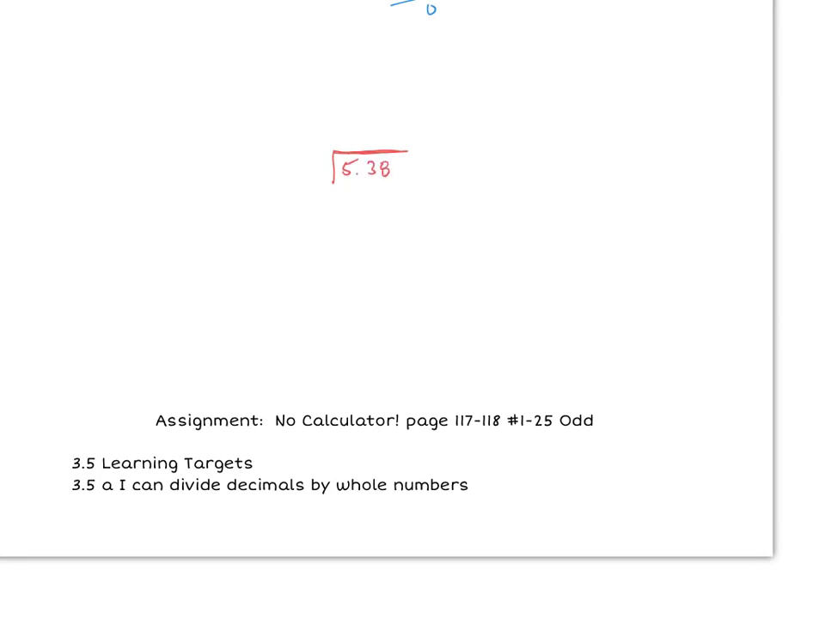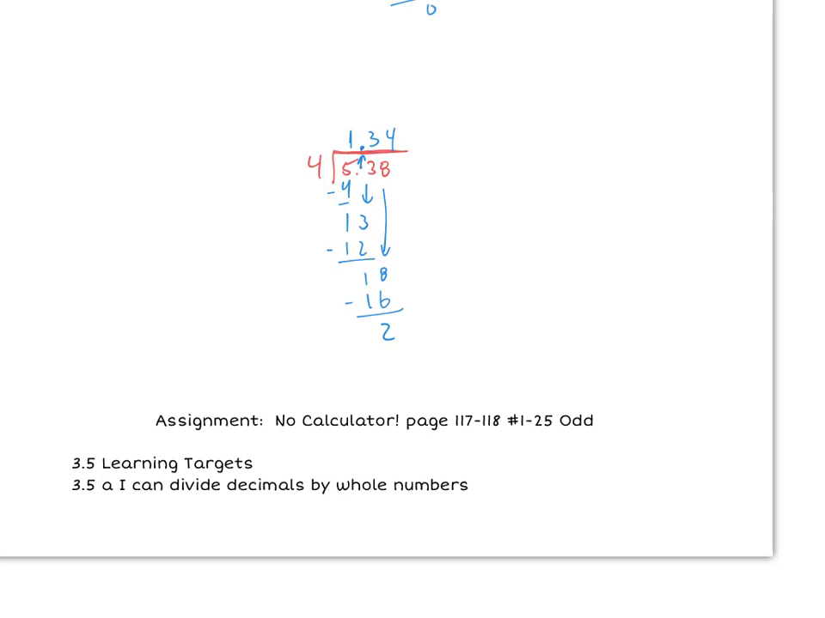5.38 divided by 4. Okay, let's do this one real quick. Does 4 fit into 5? One time. Bring down the 3. Does 4 fit into 13? 3 times. Does 4 fit into 18? Yes, 4 times. 4 times 4 equals 16. So notice there's this 2 here.